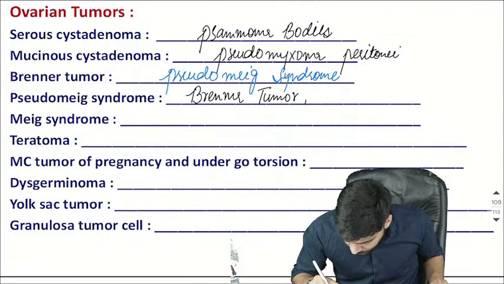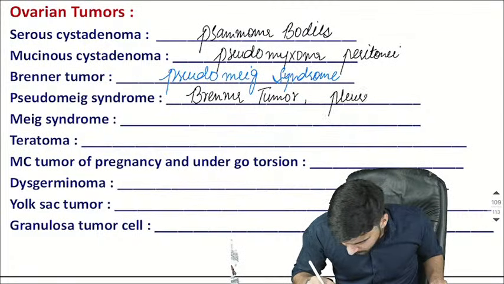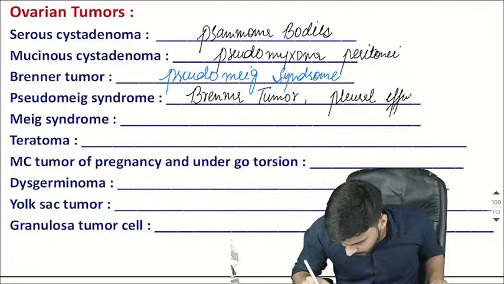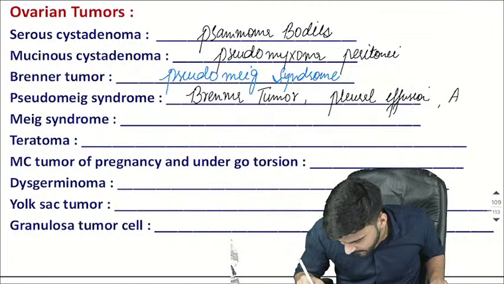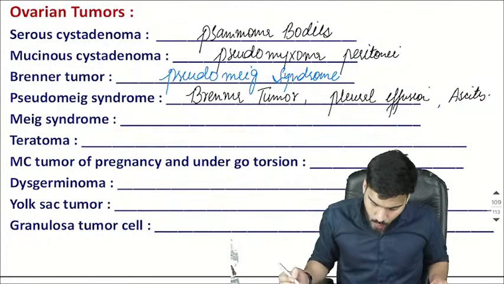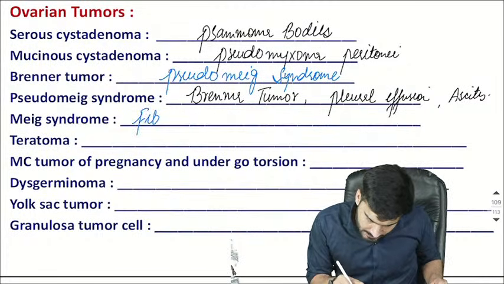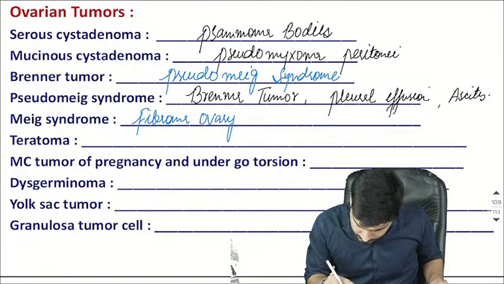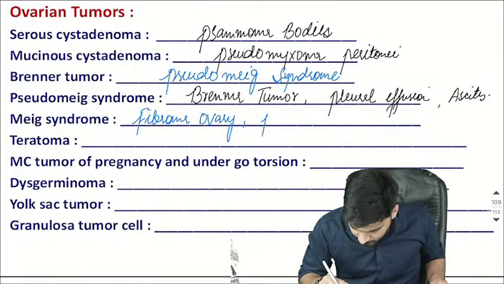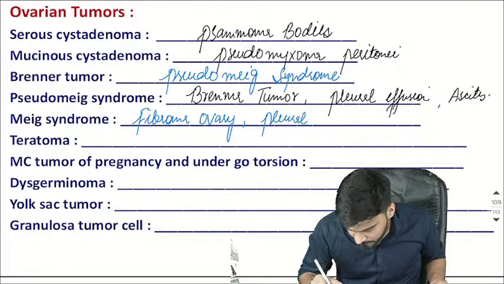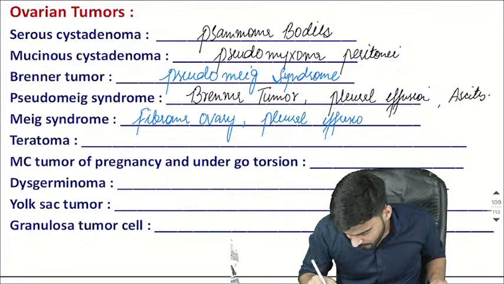What is pseudo-Meigs syndrome? That is going to be pleural effusion and ascites. What is Meigs syndrome? That is fibroma ovary. Next to that, we have pleural effusion and ascites.